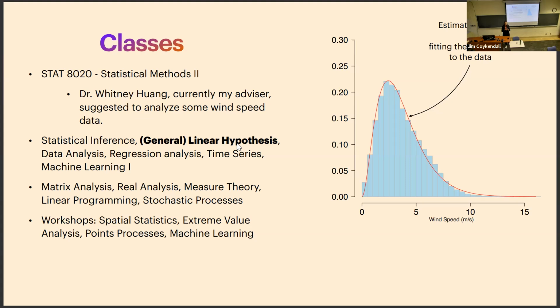For example, just a quick side note, the normal distribution has two parameters, the mean and the variance. The Weibull distribution also has two parameters, the shape and location. So when we are estimating or relating these probability density functions to our data, we are actually estimating these parameters. And we learn ways to estimate these parameters in a general linear hypothesis class.